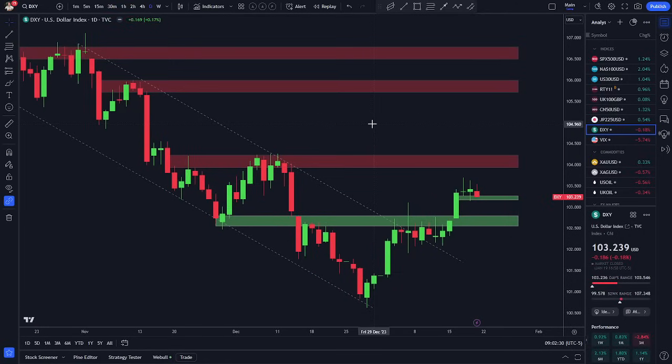Today we're going to be doing a technical analysis breakdown on several markets that you guys requested. So we're going to take a look at things like the US dollar, gold, and if you stick around to the end, I'll even show you my current positions on some of the markets that I am currently trading. Let's go ahead and jump in.